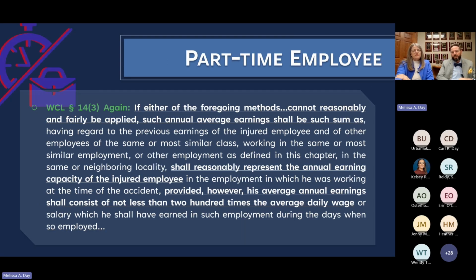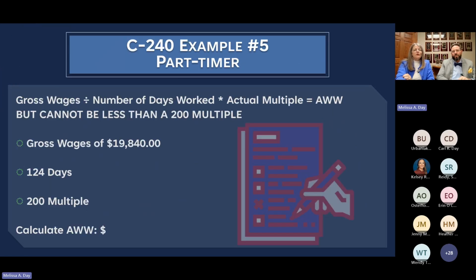So back to section 14.3, this is where that exception, the floor for an average weekly wage, is going to apply. That the average annual earnings cannot be less than 200 times the average daily wage. So it says that the floor for this individual has to be the 200 multiple. So let's calculate what Gen Y's average weekly wage would be, first using the 124 days to figure the average daily wage, and then subjecting that to the 200 multiple floor.